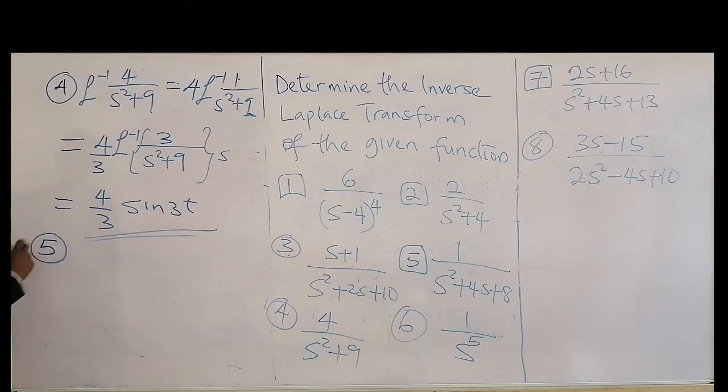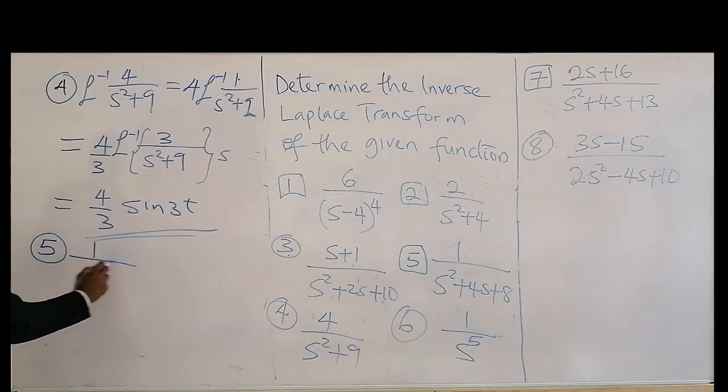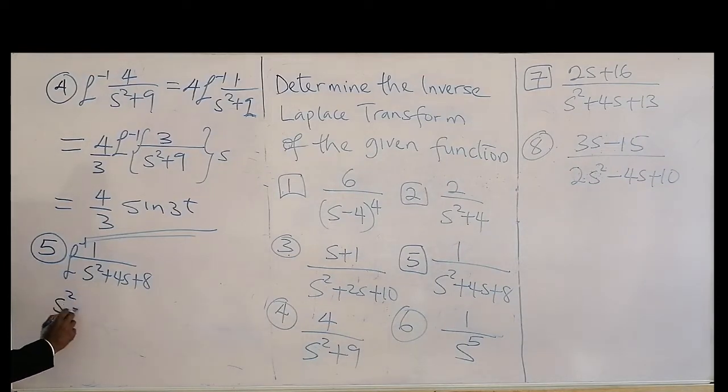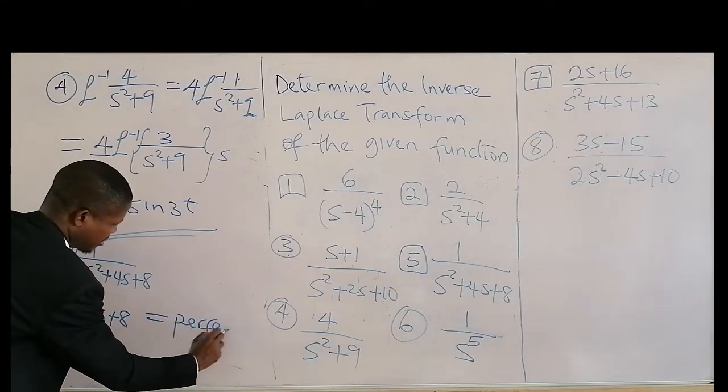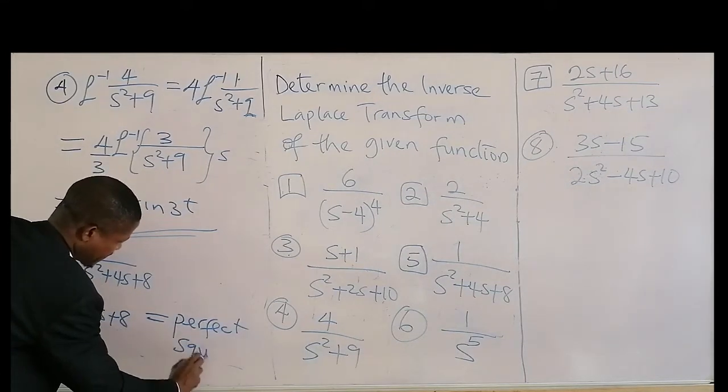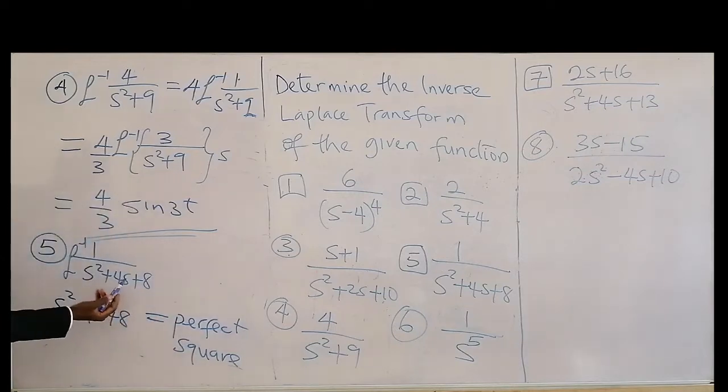Question 5 is inverse Laplace of 1 over x squared plus 4x plus 8. The first thing for us to do is for us to turn this into a perfect square. Turn it to perfect square. Why? You can't factorize it. This is 8, this is 4. There's no way you can factorize it.